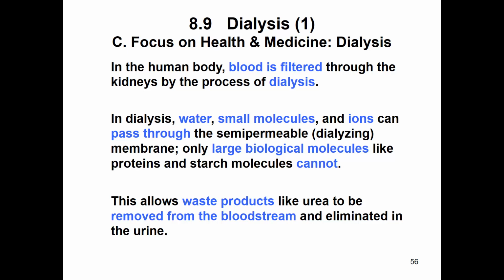So in the human body, blood is filtered, because remember it's a suspension, so I can filter it, through the kidneys, and that process we call dialysis. In dialysis, water, small molecules, and ions pass through our semi-permeable membrane. Only the large biological molecules, like your proteins and starch molecules and lipids, cannot pass through that semi-permeable membrane.